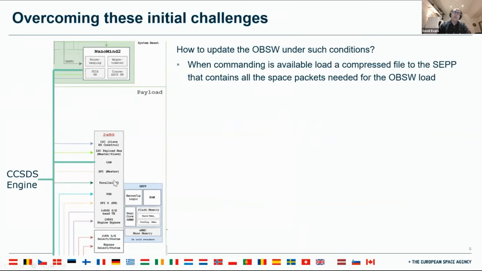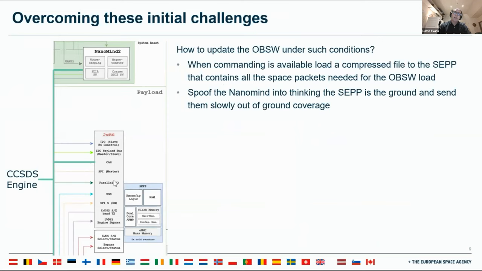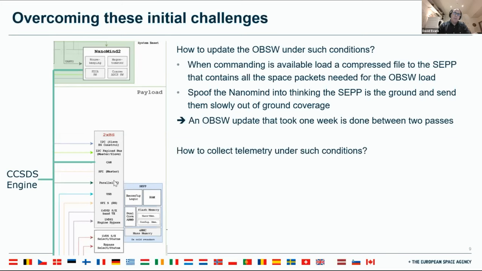A guy that was working for me came up with the idea, and we basically loaded a compressed file to the SEP whenever we got commanding, which contained all the space packets necessary to do the onboard software load. And then we spoofed the nanomind into thinking that the SEP is the ground. And then we sent them slowly outside ground coverage. The first time we did the onboard software update, it took 1 week. And in the end, we could do it between two passes, so in 90 minutes.